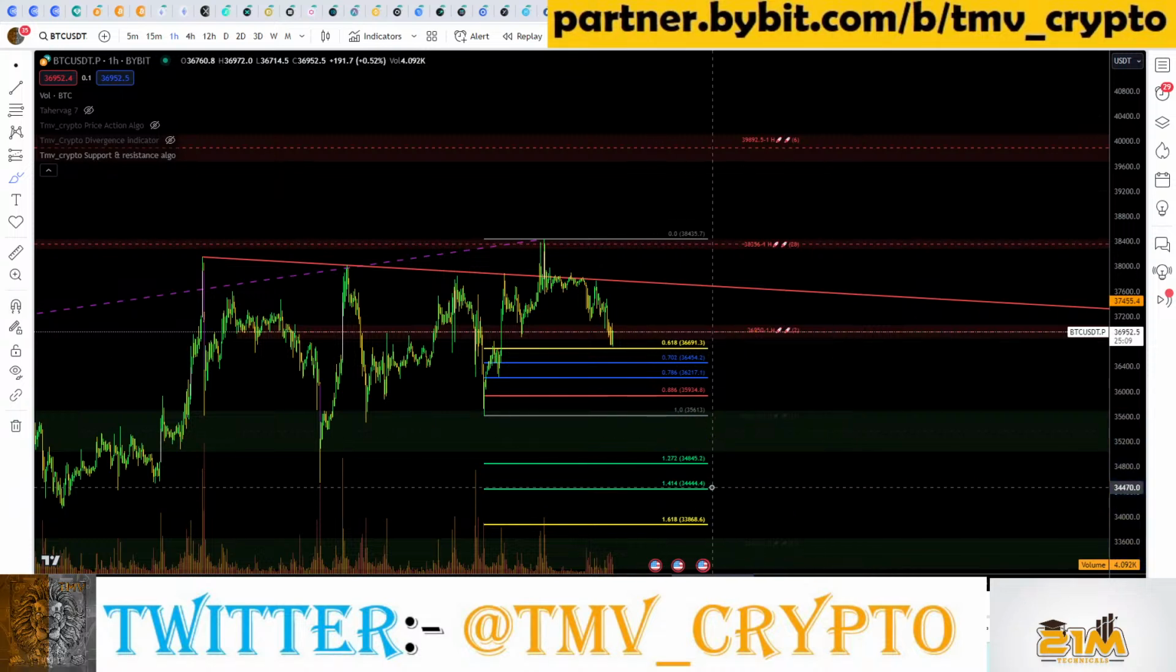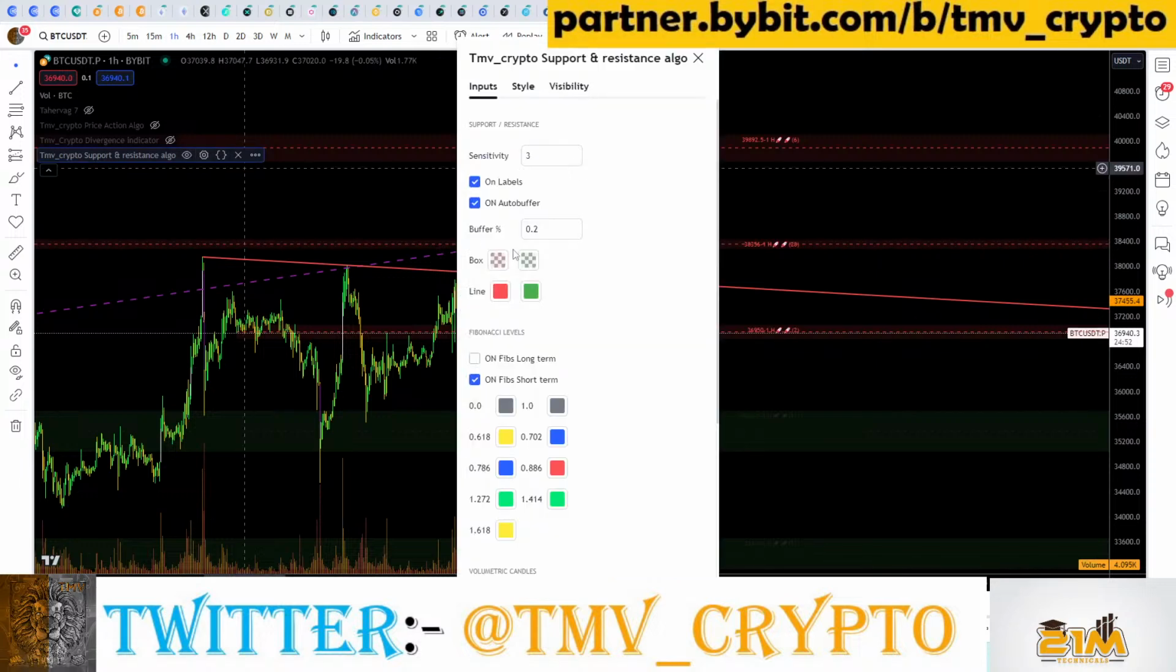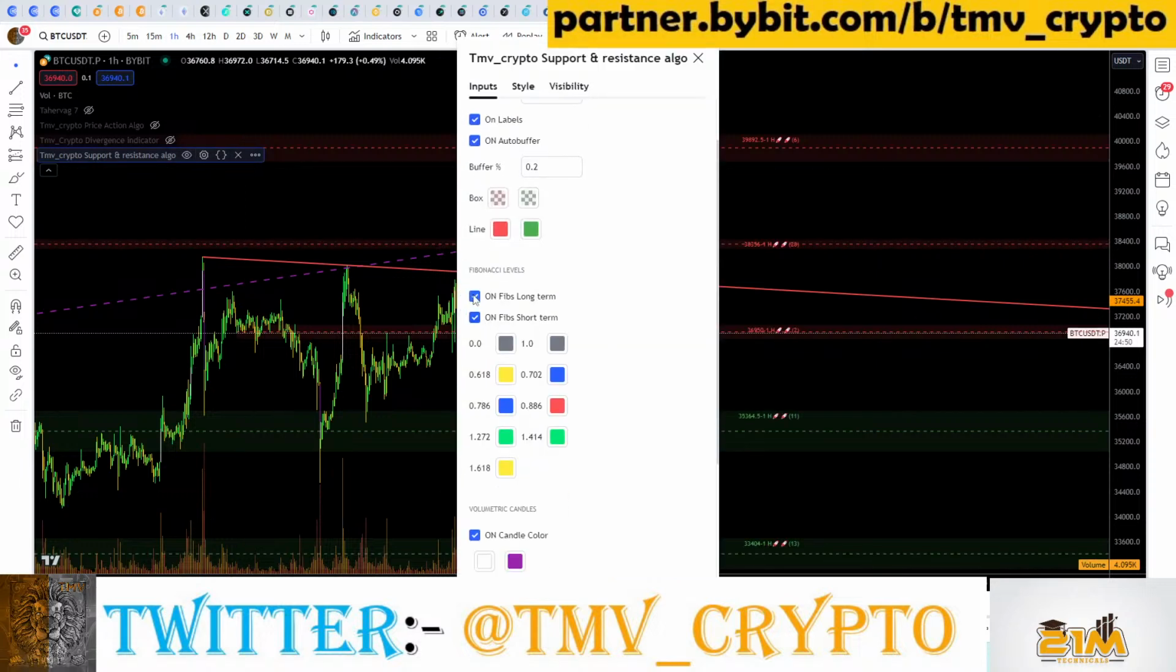You don't have to use it independently, but you can use it in conjunction with the support and resistance. The more the golden pocket zone or liquidity pocket aligns with your support and resistance, the more you should be using fibs accurately as a confluence. The next important thing, so this was about the fibs for long terms and short terms.